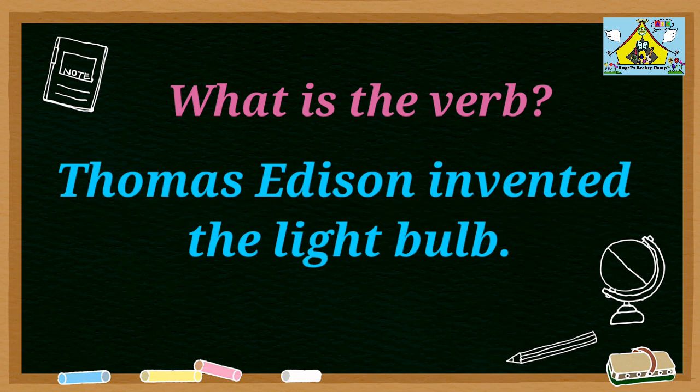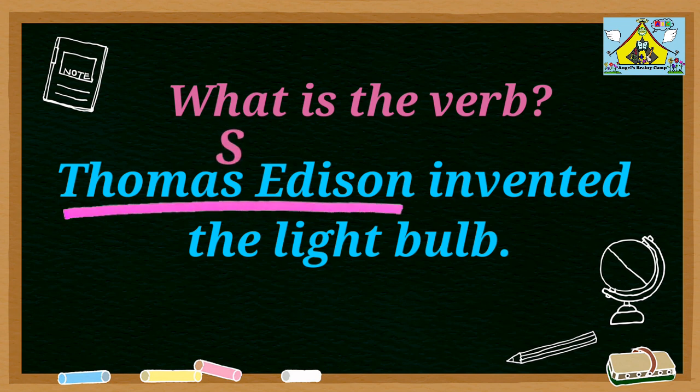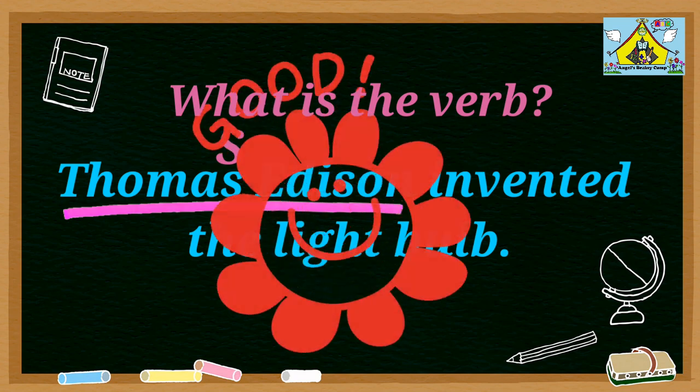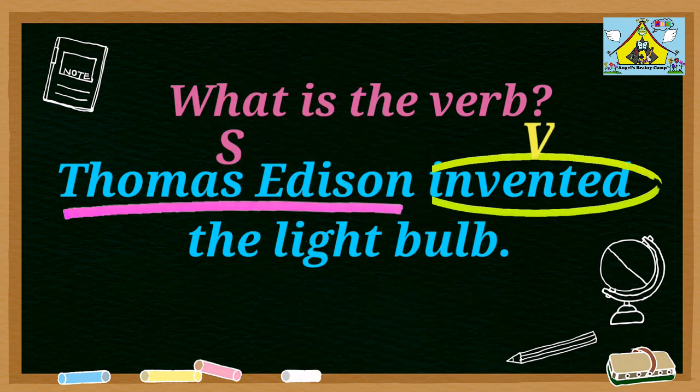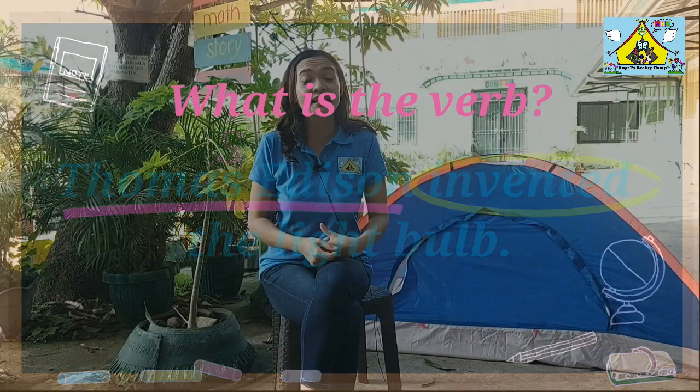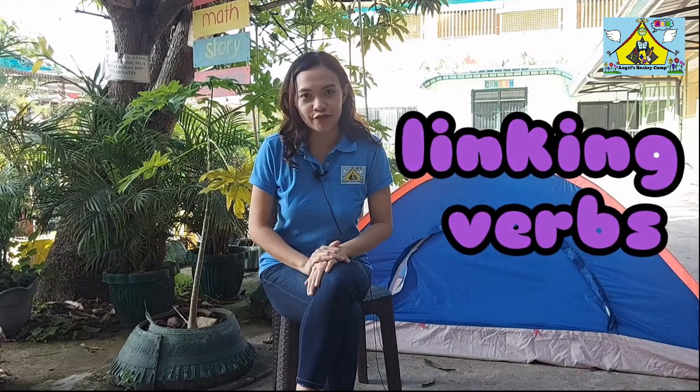Thomas Edison invented the light bulb. The subject in this sentence, remember, is Thomas Edison. But what is the verb? That is right. Invented is the verb in this sentence. I hope everything is clear about the verb being an action word. But please take note, campers, that verb can also come in the form of linking verbs.